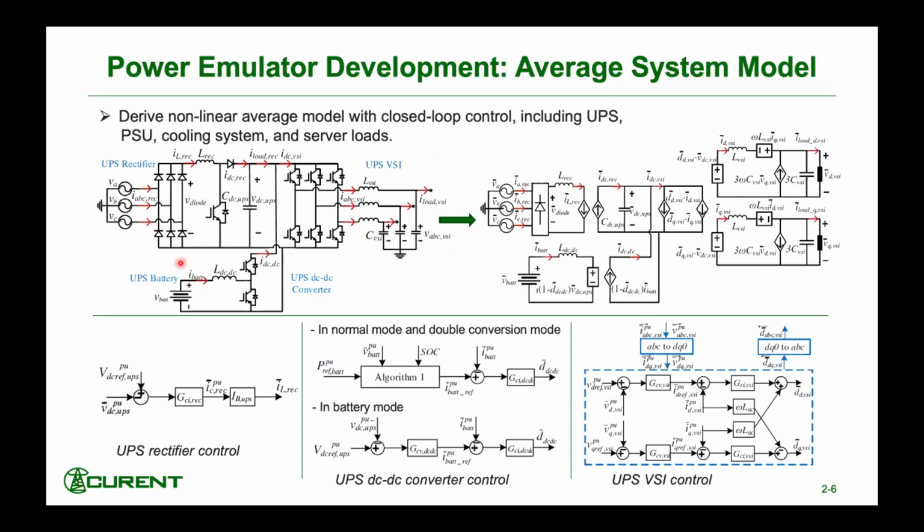The UPS is composed of a three-phase boost PFC converter, a DC-DC converter, the battery pack, and the three-phase voltage source inverter. Accordingly, the average model is derived as here. For the control part, the UPS rectifier is controlled by the peak current mode control, and also the DC link voltage is regulated. For the voltage source inverter, traditional dual loop space vector control is implemented in the DQ rotation frame.